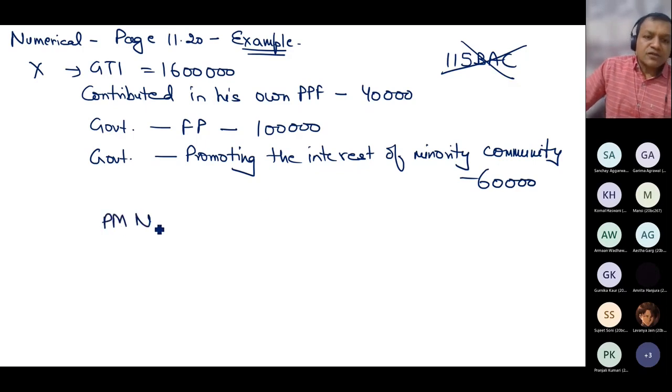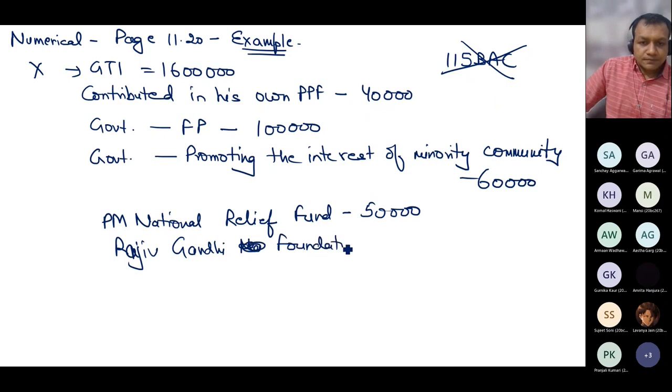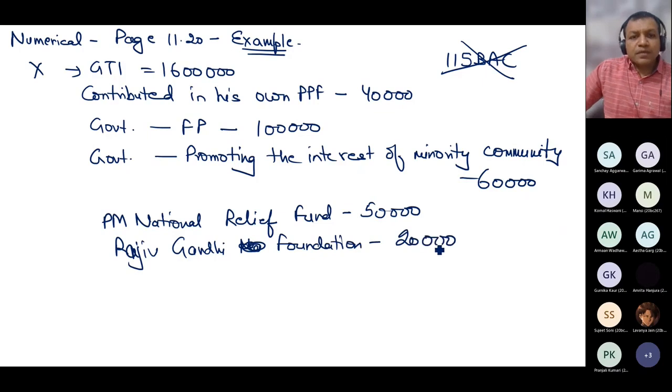PM National Relief Fund, 50,000. Please note it fast. And Rajiv Gandhi Foundation, 20,000.